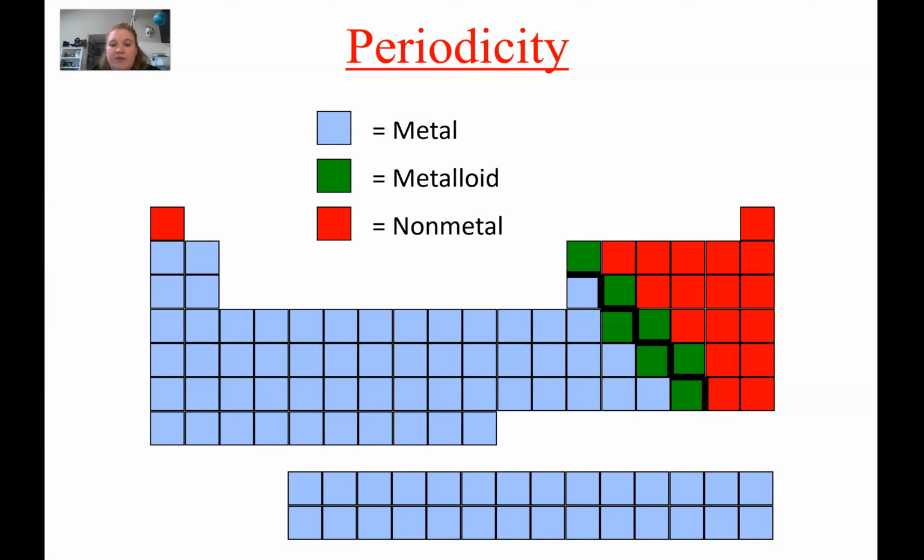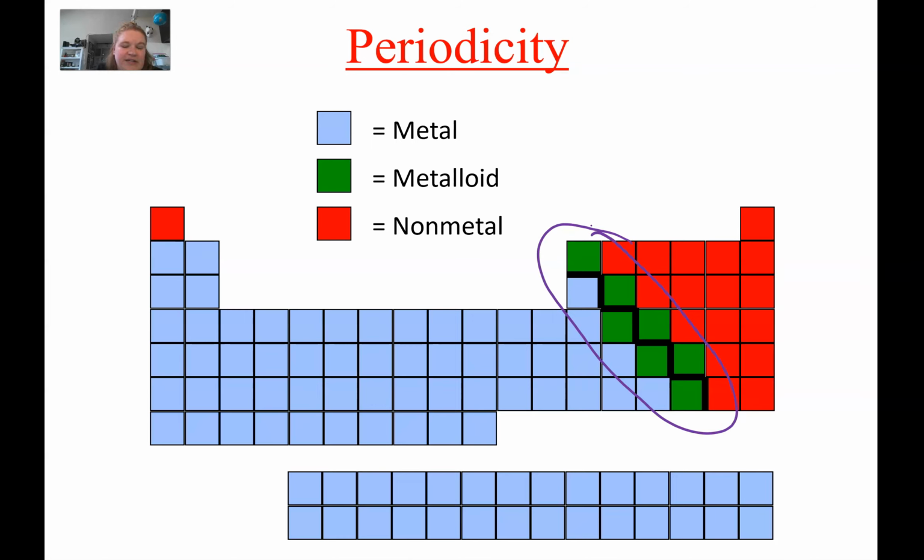So we're going to talk about some of the groupings on the periodic table, and these are based off of a couple different characteristics. So we're first dividing our periodic table into three areas. We have a very large area of metals, and then a smaller area in that top right of nonmetals. And then we have this area right here in the center.